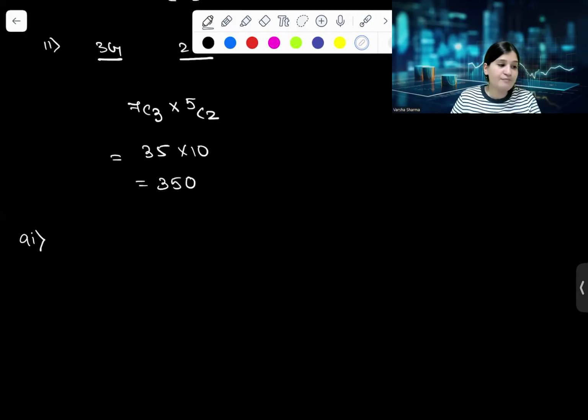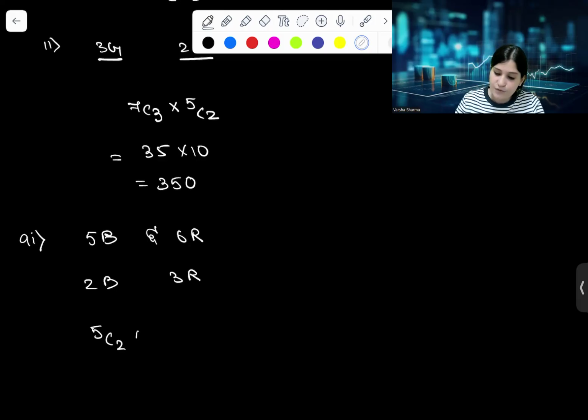A bag contains 5 black and 6 red balls. Determine the number of ways in which 2 black and 3 red balls can be selected. How many ways can we do that? 5C2 into 6C3, 10 into 20, 200.